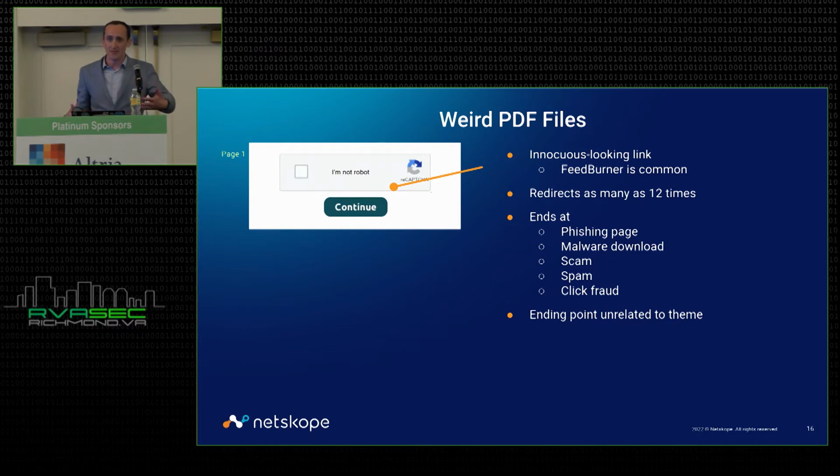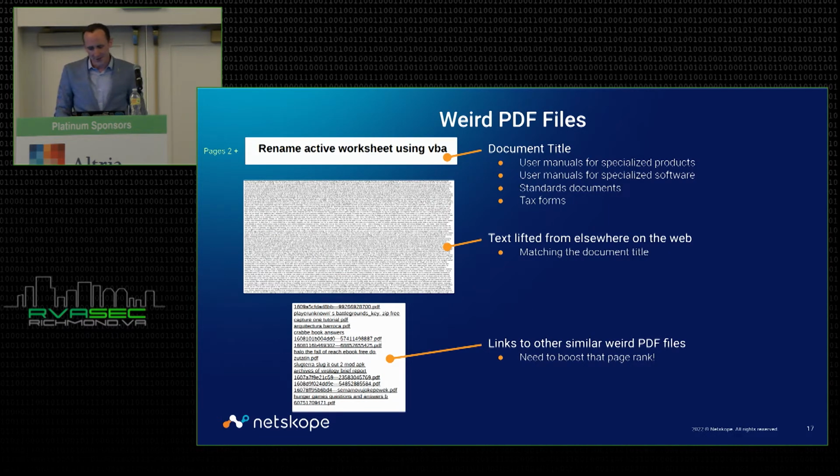So each one of these PDFs has a theme to it. Then you click on the link and you go somewhere, and there seems to be no rhyme or reason to the theme of the PDF and the end. The rest of the PDF, every one of these has a title, and the title is usually something very specific. I picked one of the generic ones here that we saw a few times, but the most common one that we saw was user manual. It's always something that none of us had ever heard of, user manual.